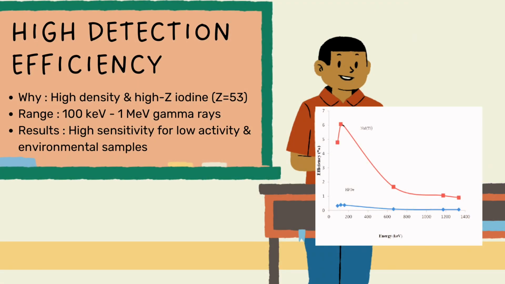NaI(Tl) detectors have high detection efficiency mainly because of their high density and the high atomic number of iodine, which is Z equal to 53. They are especially effective for detecting gamma rays in the range of about 100 keV to 1 MeV. This makes them very suitable for low activity sample and environmental radiation monitoring.